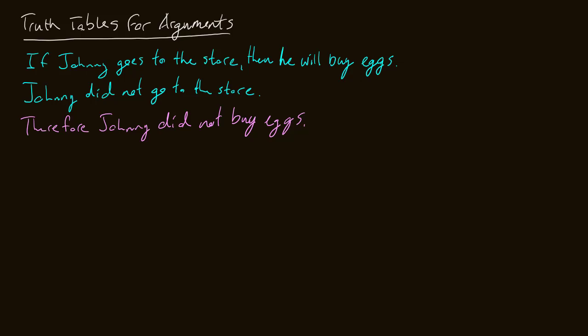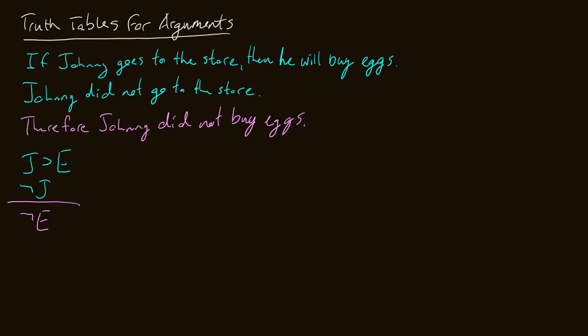So the first thing we want to do is take our statements and symbolically represent them, right? And we know how to do that. So if Johnny goes to the store, then he'll buy eggs. That becomes J, then E. Johnny did not go to the store. Okay, well that's not J. And then my conclusion, so I'm going to separate my conclusion from my premises with a horizontal line, like this. Therefore, Johnny did not buy eggs. Okay, so I want to say not E. So there's my symbolic representation of the argument. My premises are in blue, my conclusion is in pink.